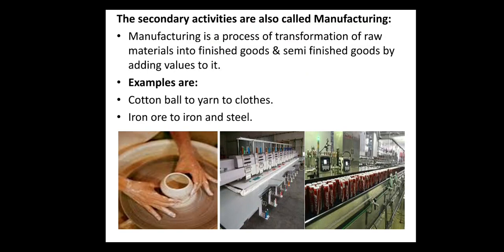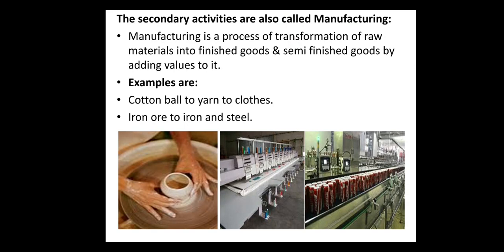Again, from iron ore to iron and steel. Iron ore is the raw material, and iron and steel are the finished goods that are produced in industries. So these are two examples of manufacturing. Below we have some examples. All these are doing some process. Process means they are transforming raw materials into finished and semi-finished goods. That usually takes place in industries.